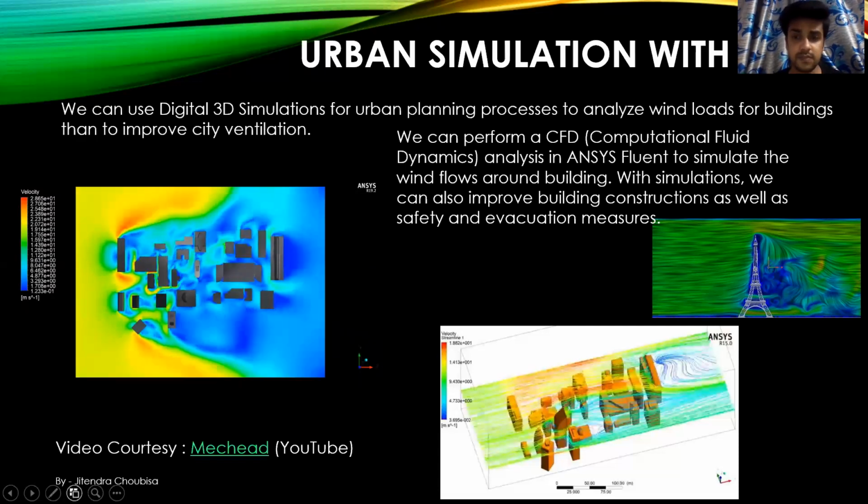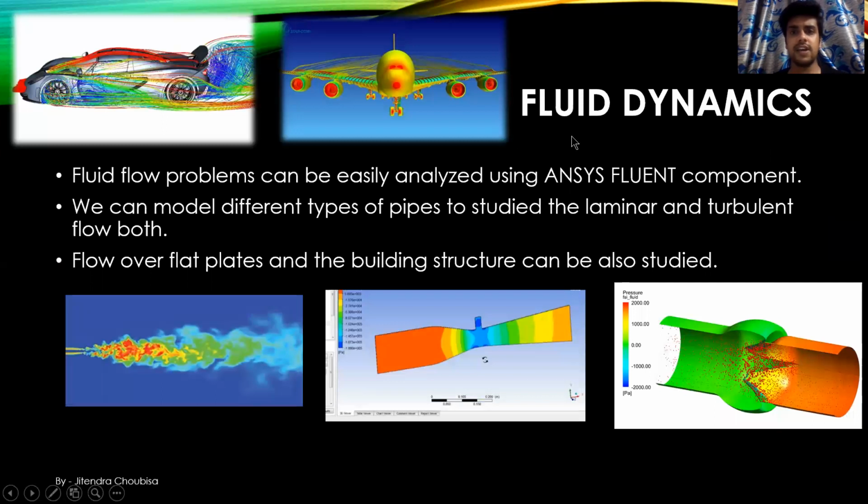I have also attached a couple of images regarding the other building components. Next, we are having fluid dynamics. This is going to be very important. It has a component of ANSYS Fluent, so fluid flow problems can be easily analyzed in that. We can model different types of pipes to study both laminar and turbulent flow. Flow over flat plates and building structures can also be analyzed.